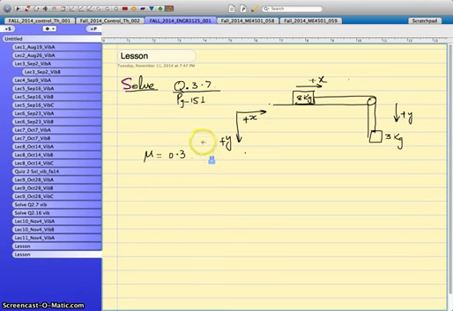If the pulley is frictionless, determine: A, the acceleration of the system; B, the tension in the string. Imagine this is T in the string. Then you have to isolate the free body diagram. This is very useful. Free body diagram, FBD.